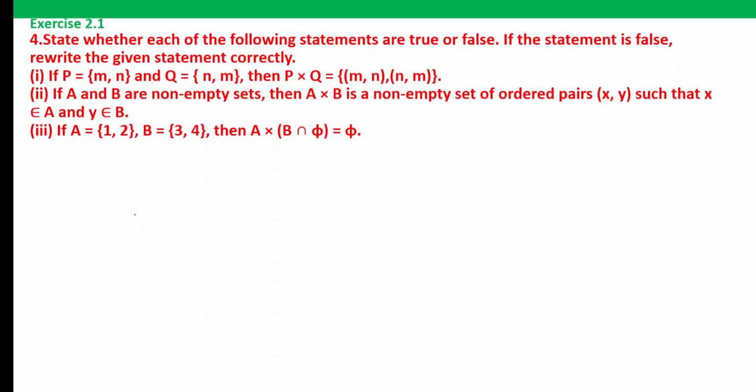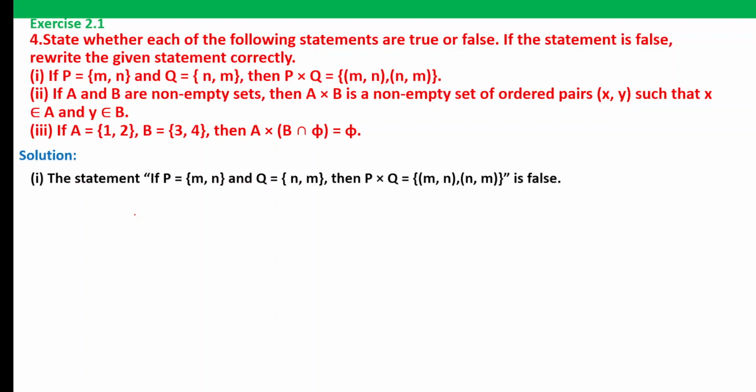Let us see question number 4. State whether each of the following statements is true or false. If the statement is false, rewrite the given statement correctly. First statement: if P = {M, N} and Q = {N, M}, then the Cartesian product of P and Q is the set with the elements (M, N), (N, N).